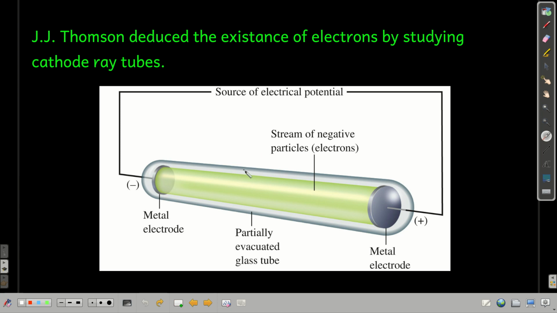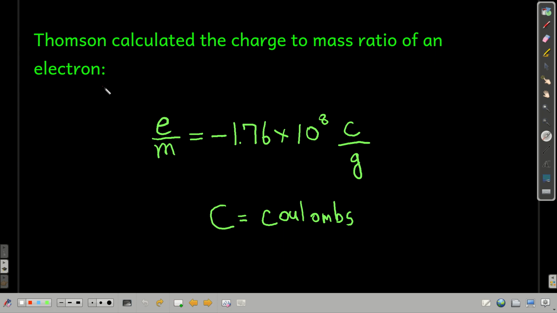It ends up that a stream of electrically charged particles creates a magnetic field perpendicular to its motion, and that's what interacts with the magnetic field here. But he was able to calculate, based on the angle of deflection and knowing the strength of the magnetic field, the ratio of the charge to mass of an electron. He couldn't get either one by itself, but he got the ratio. And he got this number, negative 1.76 times 10 to the 8th coulombs per gram. C stands for coulombs, which is the unit of electrical charge that we're going to use.